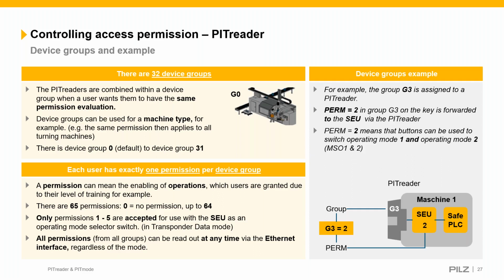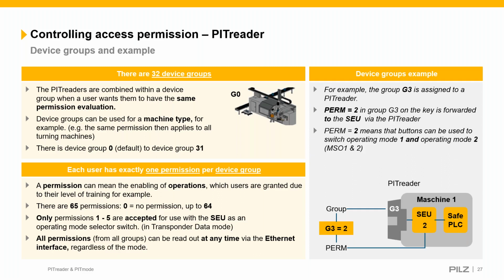Each user has exactly 1 permission per device group, and a permission can mean the enabling of operations, which the users are granted due to their level of training and competency. And there are 65 of these, 0 being no permission up to 64. And only permissions 1 to 5 are accepted for use with the safe evaluation unit, as they're the operating mode selector switch. So that's where we have our performance level associated with it. All permissions from all groups can be read out at any time by the Ethernet interface, regardless of the mode.